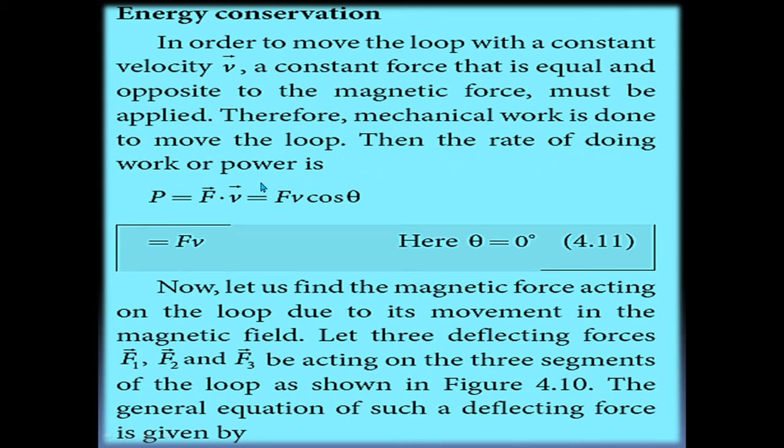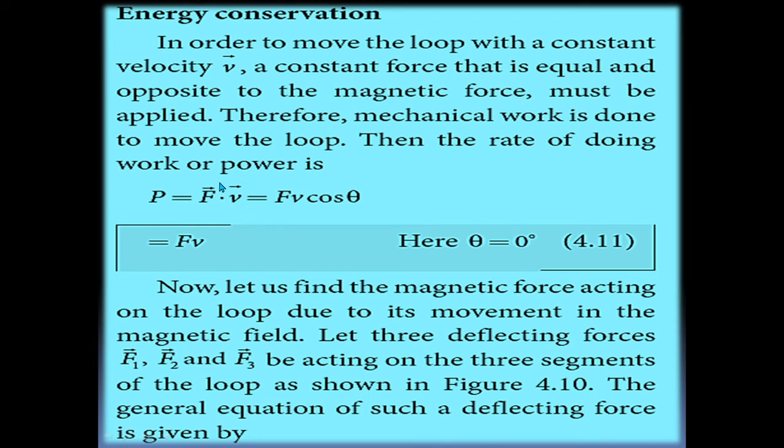So what is the statement of power? What is the definition of power? Power is nothing but the rate of doing work. That means the rate of doing work is nothing but power. So here, what is the formula for power? Power P is equal to F vector dot V vector.